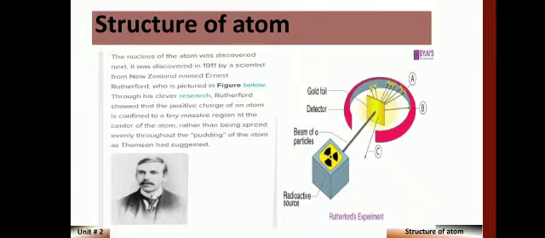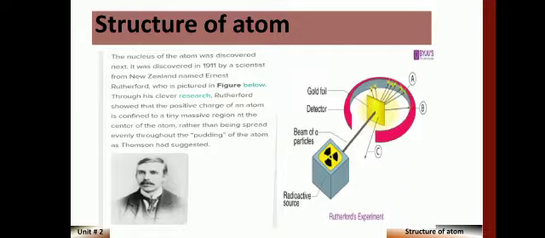This is the Rutherford atomic model. Rutherford is a New Zealander scientist who discovered the nucleus of the atom in 1911. Through his skilled research, Rutherford showed that the positive charge of an atom is confined to a tiny, massive region at the center of the atom, rather than being spread evenly throughout the padding of the atom, as Thomson had suggested.